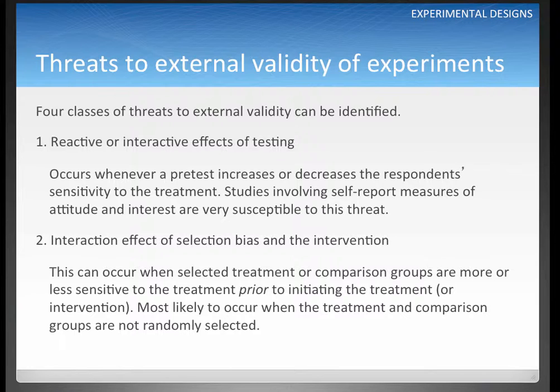The second one is the interaction effect of selection bias and intervention. This can occur when selected treatment or comparison groups are more or less sensitive to the treatment prior to initiating the treatment, and most likely to occur when treatment and comparison groups are not randomly selected.